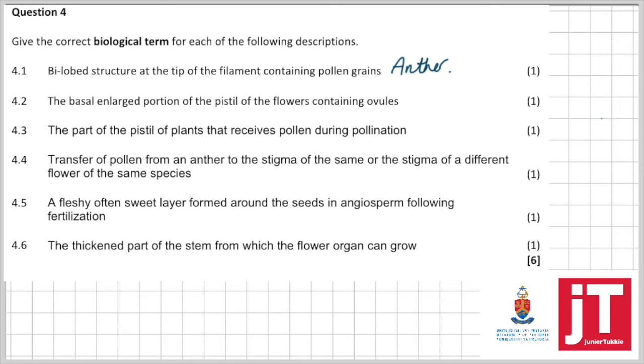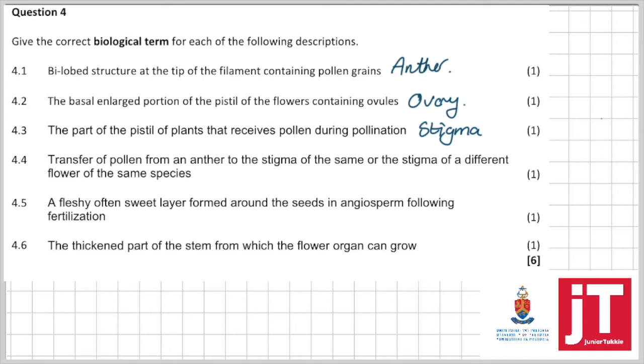4.2, the enlarged portion, the basal enlarged portion of the pistil of the flowers containing the ovules. So there we have the enlarged part of that female structure right at the bottom, and there's our ovary. 4.3, part of the pistil of plants that receives pollen during pollination, and this is the top of that female structure, which is the stigma.